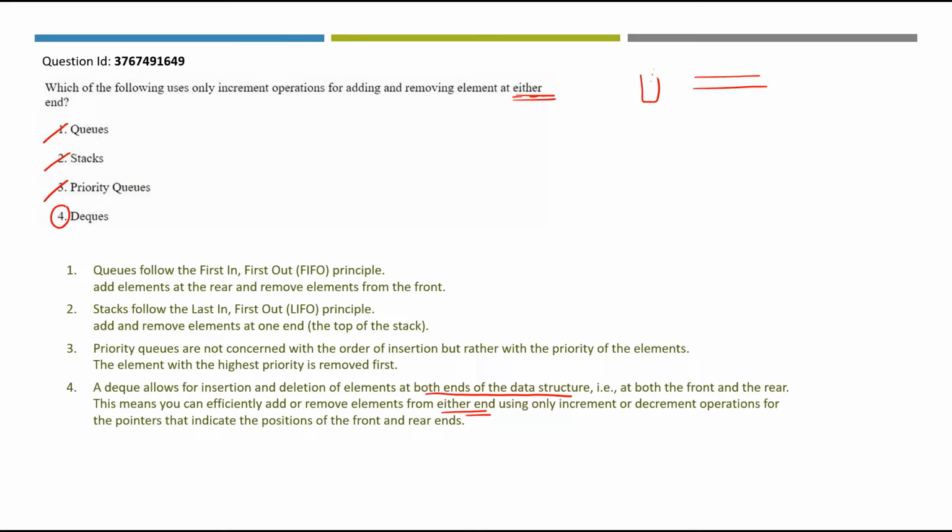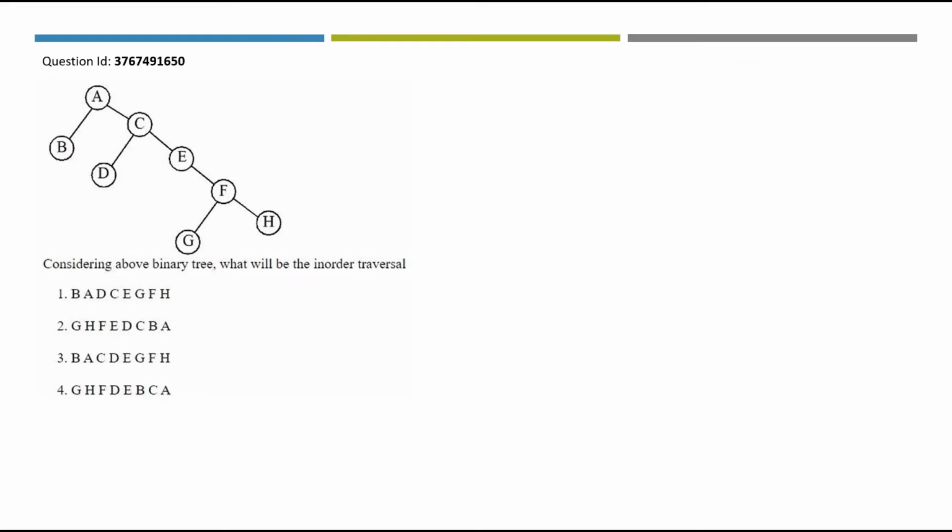as the right answer. As a learning part, what you can do is you can see how queues are implemented, stacks are implemented, priority queues and DQs are implemented. Just learn along with diagrams, understand how insertion and deletions are happening so that it might be useful for you in some other question paper. Next question, considering the above binary tree, what will be the in-order traversal?